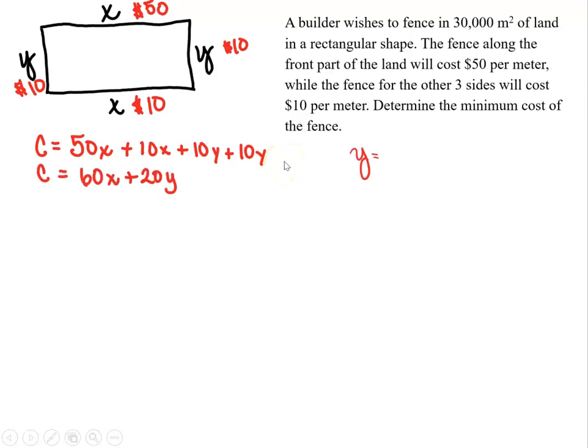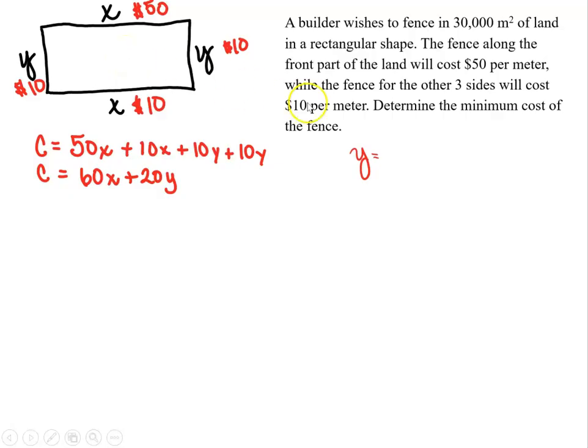All right, we could simplify that a little bit. So obviously put our 50X and 10X together and put our 10Y and 10Y together. So here's my cost. Now the problem is you cannot solve for X and Y at the same time. So there's got to be other information in this problem that would allow me to get rid of X or Y. And so if I go back, it says the builder wishes to fence in 30,000 meters square. Meter square is a hint for me, right? Because a square unit is area. So what's getting enclosed here is the area. So that means the area of this figure is 30,000.